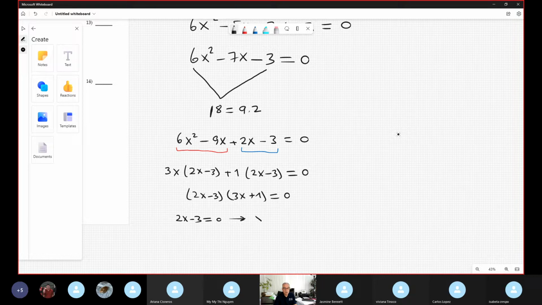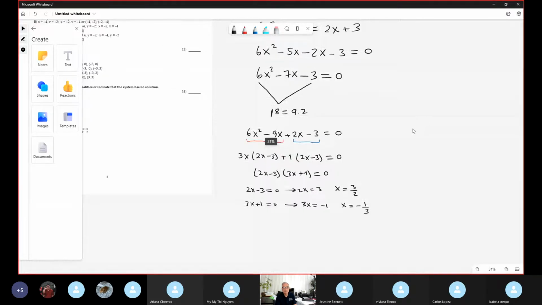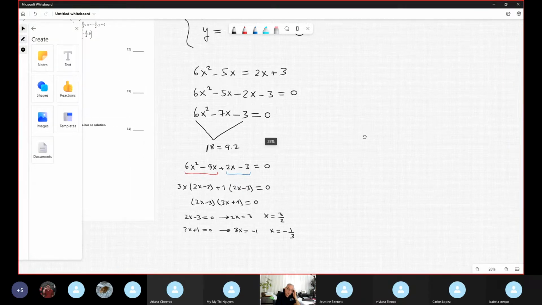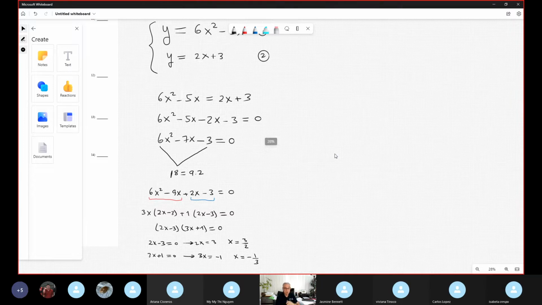That indicates 2x minus 3 equals 0, so 2x is equal to 3, therefore x is 3 halves, 1.5. And 3x plus 1 equals 0, so 3x equals negative 1, x equals negative 1/3. If you want to find the y associated with each, substitute in either equation. In my opinion, the easy way is substitution in equation 2, because it's linear. So let me organize this very well.